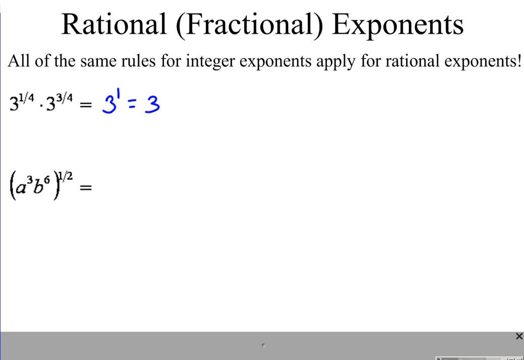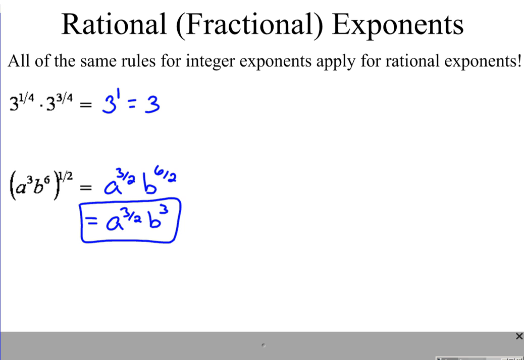A cubed, b to the 6th, all raised to the 1/2 power. I need to take that exponent of a half, apply it to everything inside. So I get a power to a power, we multiply. So a to the 3/2, b to the 6/2. Simplify, can't simplify that fraction, but 6/2 is the same as 3, so a to the 3/2 power, b cubed.